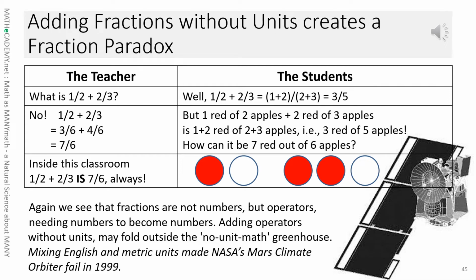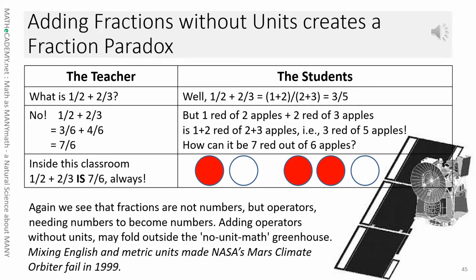But 1 red of 2 apples, plus 2 red of 3 apples, is 1 plus 2 red, of 2 plus 3 apples, that is, 3 red of 5 apples. How can it be 7 red out of 6 apples? Inside this classroom, 1 over 2, plus 2 over 3, is 7 over 6, always. Again we see that fractions are not numbers, but operators, needing numbers to become numbers. Adding operators without units often fails outside the no-unit math greenhouse.